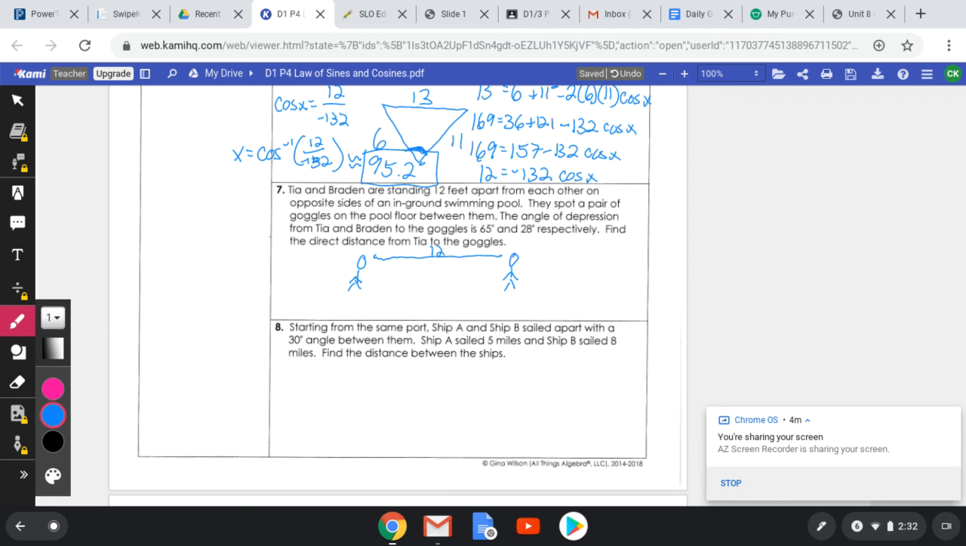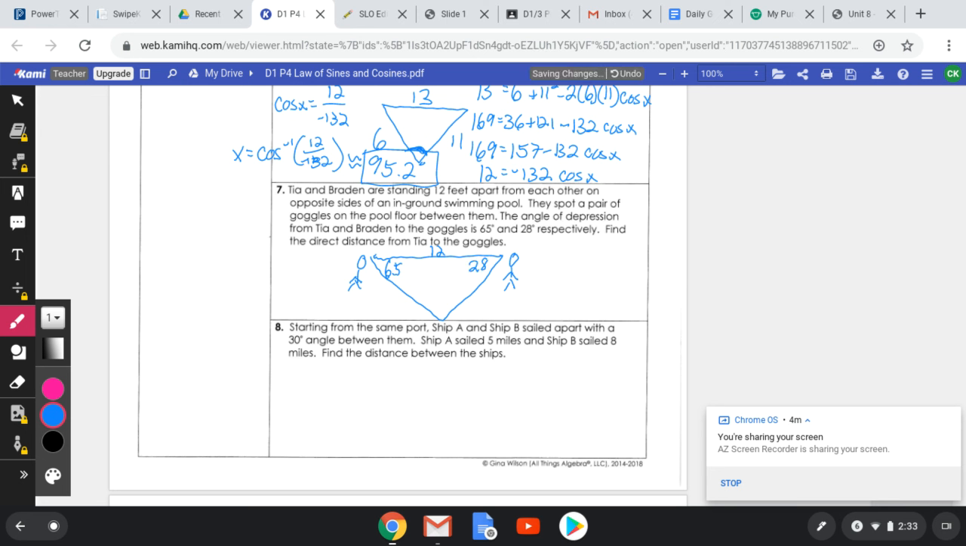They spot a pair of goggles on the floor between them, and the angle of depression from Tia and Braden to the goggles is 65 and 28 degrees respectively. Let's review angle of depression: it's the measure between looking straight ahead and then looking down at an object. So Tia's is 65 over here, and then Braden's is 28 over here.